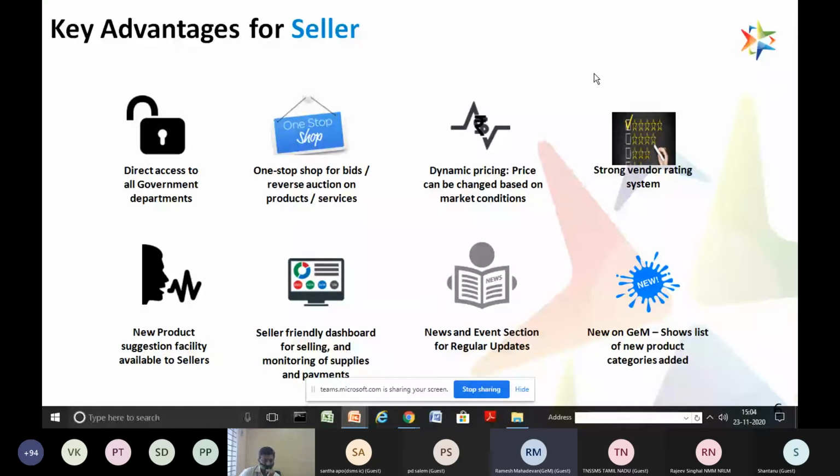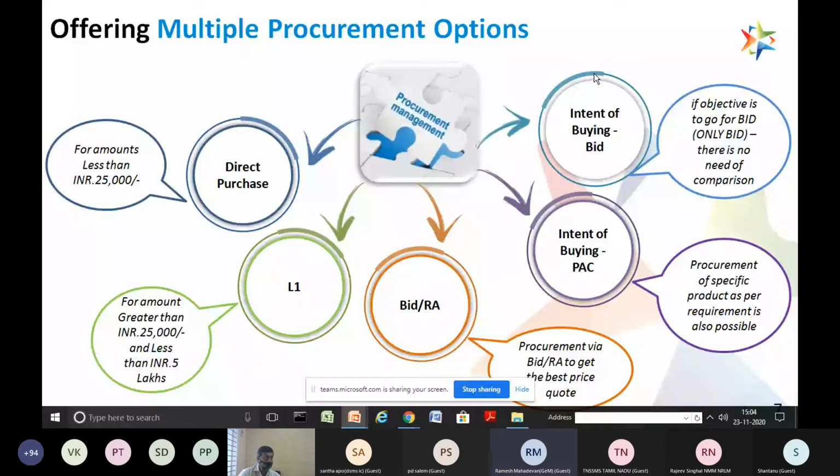So these are the typical advantages for sellers. These are the procurement options that are available. Less than 25,000, which is the direct purchase option, is the only option you may currently be looking at. But you have 3 categories out there.